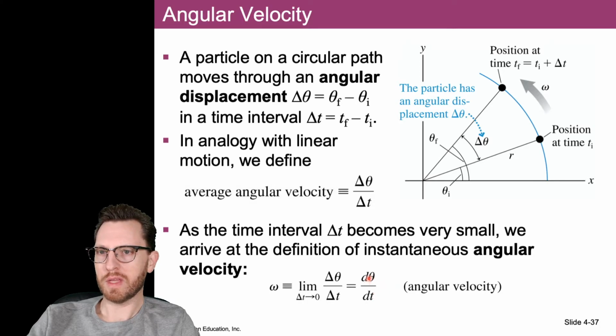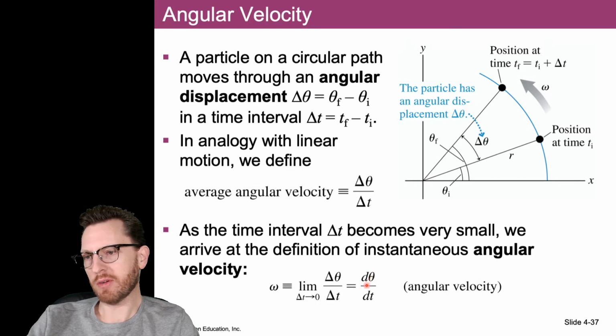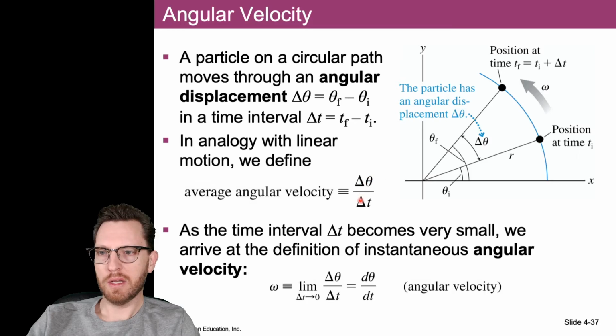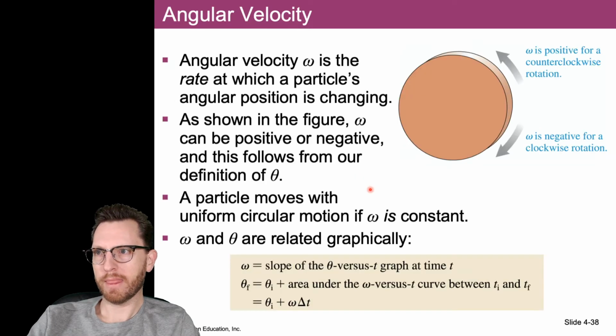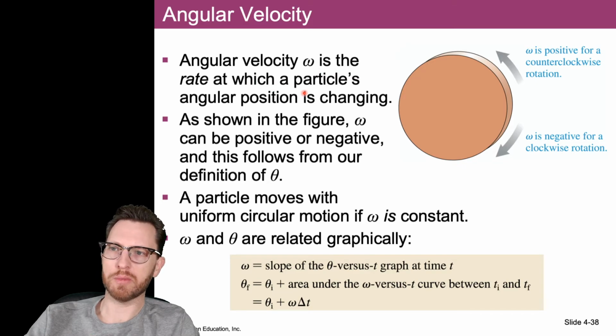Okay? So if that angle theta has a functional form with respect to t, I could take the time derivative to know the instantaneous angular velocity at any point. Notice that theta is in radians and t is in seconds, so that average angular velocity has units like radians per second. Angular velocity, for which we're going to use the symbol omega, is the rate at which a particle's angular position is changing.